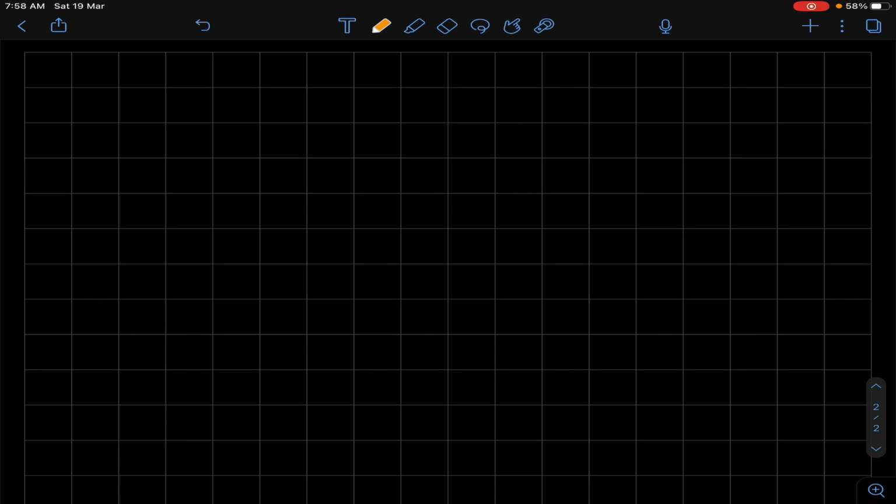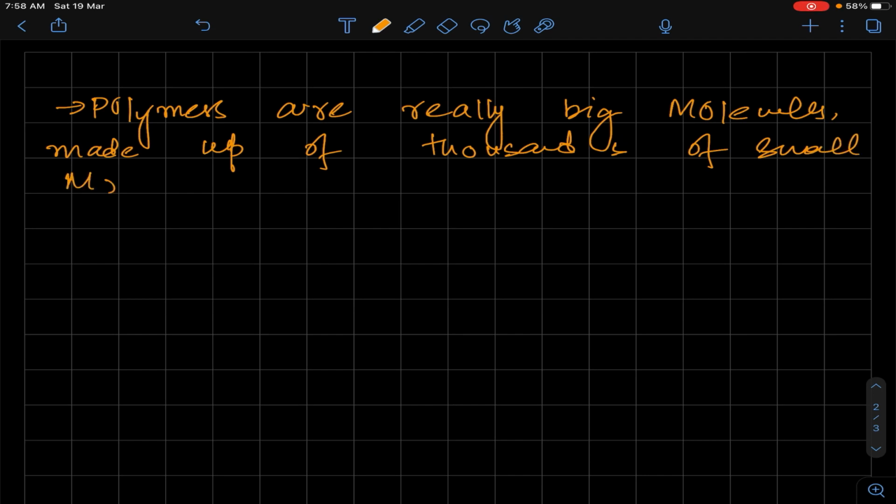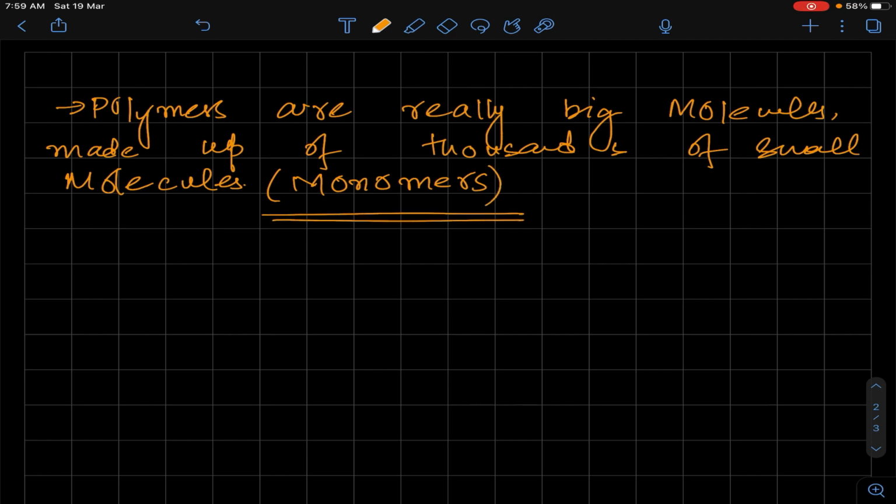Now, when we talk about polymers, the first thing you have to understand is that polymers are really big molecules which are made up of thousands of small molecules. These small molecules are also known as monomers. For small molecules, we use the term monomers. So polymers are made up of a large number of monomers connected to each other through covalent bonds.